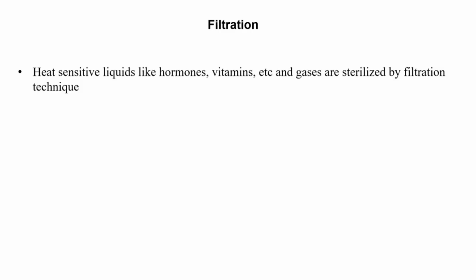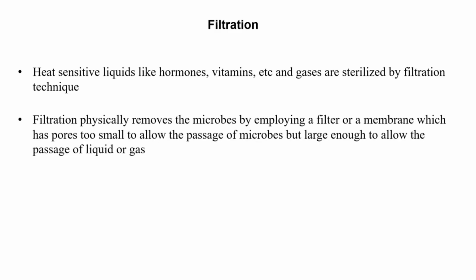The third physical method of microbial control is filtration. Though heat is the most common and easy method of sterilization, not all materials can be sterilized by it. Heat-sensitive liquids like hormones, vitamins, etc. and gases are sterilized by filter sterilization. Filtration physically removes the microbes by employing a filter or a membrane which has pores too small to allow the passage of microbes but large enough to allow the passage of liquid or gas.